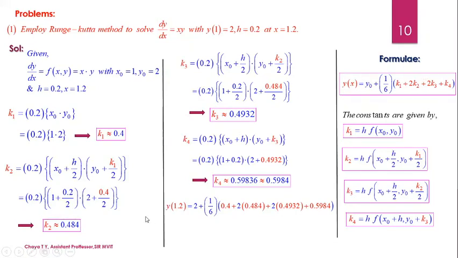Now once we obtain all the four constants k1, k2, k3, k4, substitute them into the Runge-Kutta formula. So we are going to get it as y of x is 1.2 at this stage for the current problem, y0 is 2, plus 1 by 6 is from the formula. k1 is 0.4, k2 is 0.484, k3 value is 0.4932, k4 value what we have obtained is 0.5984. After simplification, we get the value of y with x value as 1.2 as 2.4921. So this is the approximate solution which satisfies the equation by the Runge-Kutta method.